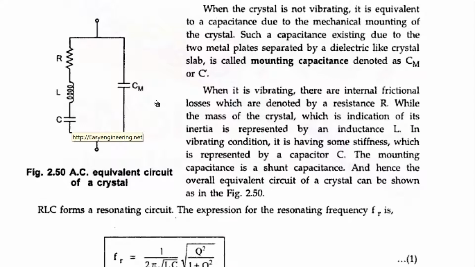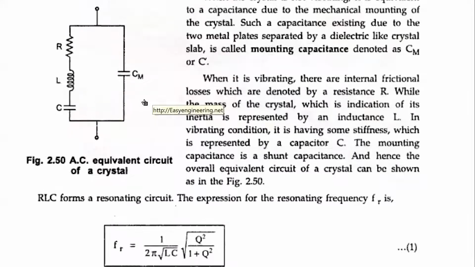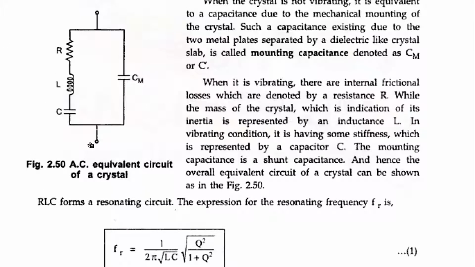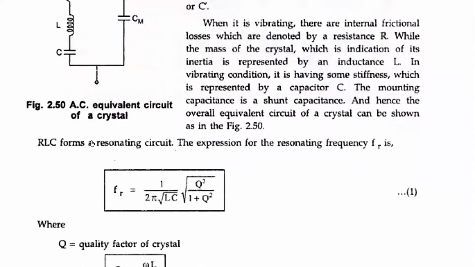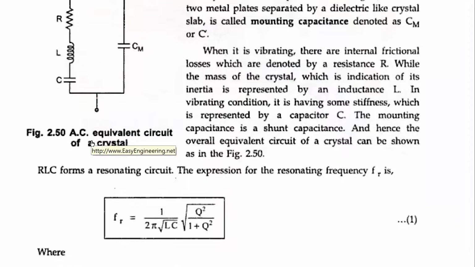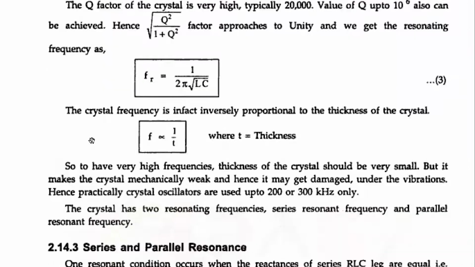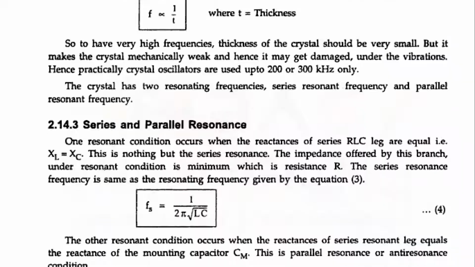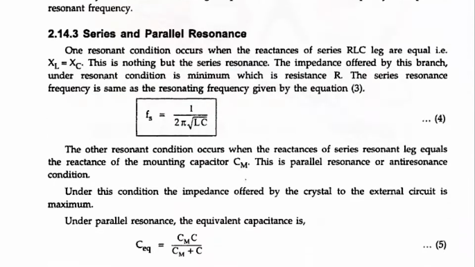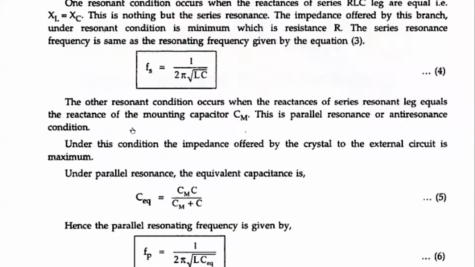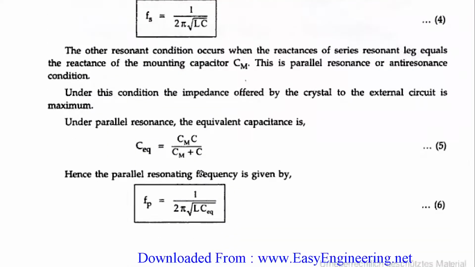Actually what happens is, if you take the equivalent impedance and set the imaginary part equal to 0, you will get two frequencies. One, they named it as the series resonant frequency. Another, they named it as the parallel resonant frequency, which is 1 by 2 pi root L into C equivalent.